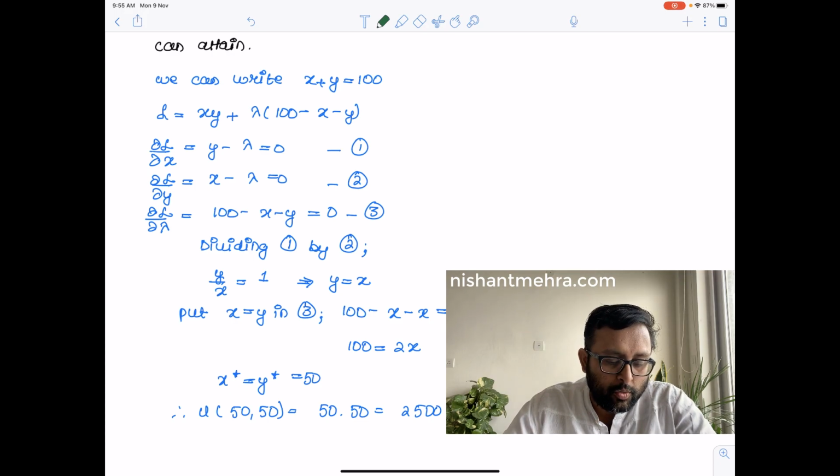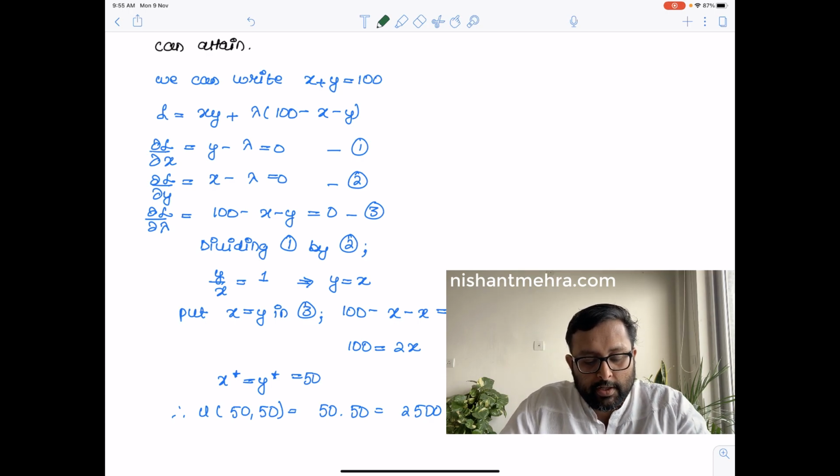And you divide 1 by 2, you get y equals to x, 100 equals to 2x, x and y both equal to 50. And you substitute it back into the utility function. What you get is 50 into 50 is 2500.